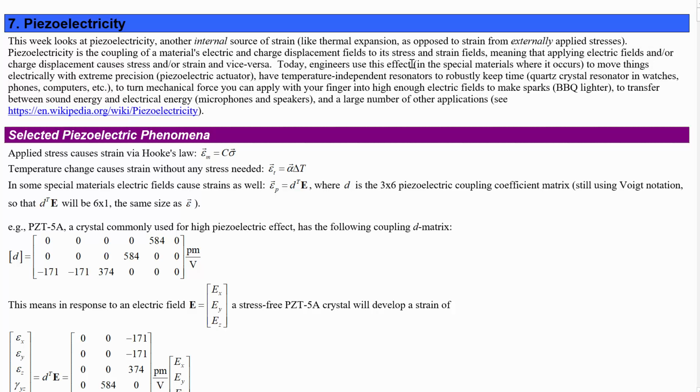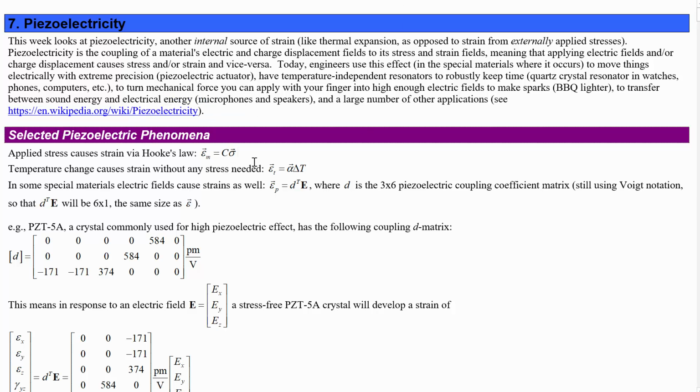Where is this used? Well, it's used in the special materials where it occurs to move things electrically with extreme precision, like in a piezoelectric actuator, to have temperature-independent resonators robustly keep time. This is like a quartz crystal resonator that shows up in watches, in phones, and computers. That's fundamentally the electrical mechanical connection that's allowing it to keep time so precisely, rather than just using an electrical resonator, to turn mechanical force that you can apply with your finger into a high enough electric field to make a spark, like in a click barbecue lighter, and to transfer between sound energy and electrical energy in microphones and speakers and a number of other applications. Check out the Wikipedia page on piezoelectricity. There's more and more all the time.